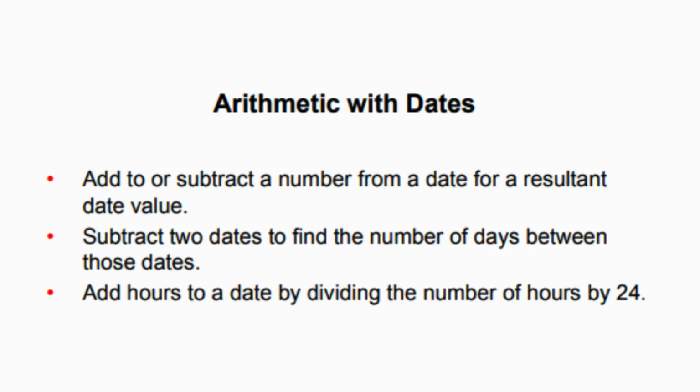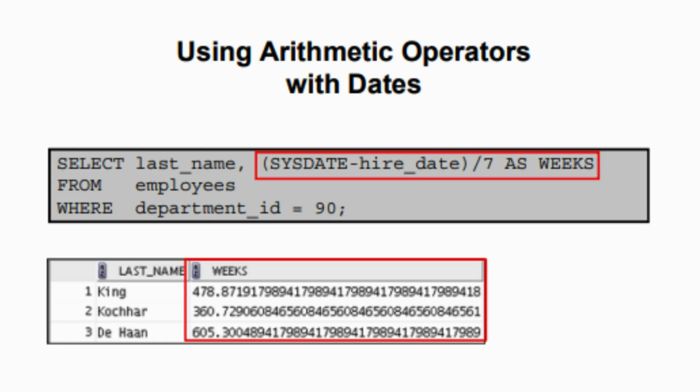Because the database stores dates as numbers, you can perform calculations using arithmetic operators such as addition and subtraction. You can add and subtract number constants as well as dates. The example in the slide displays the last name and the number of weeks employed for all employees in Department 90. It subtracts the date on which the employee was hired from the current date, SYSDATE, and divides the result by 7 to calculate the number of weeks that a worker has been employed.